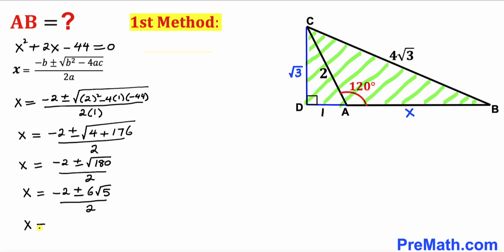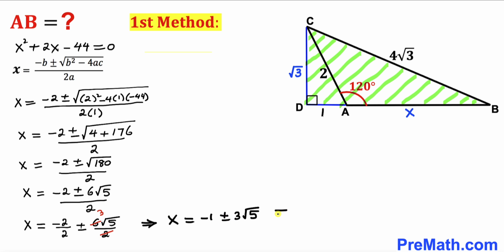I can write x equal to negative 2 divided by 2 plus or minus 6 times square root of 5 divided by 2. And here 2 divided by 2, that is going to give us negative 1. And here 2 goes into 6 3 times. So therefore our x value turns out to be negative 1 plus or minus 3 times the square root of 5. And now since x is the side length, we are going to ignore this negative sign.